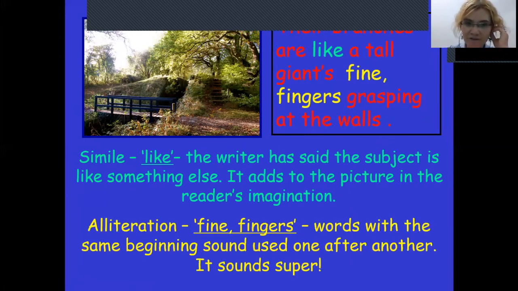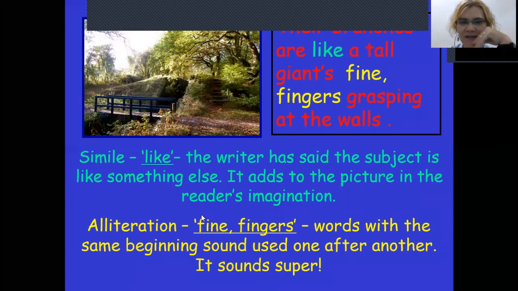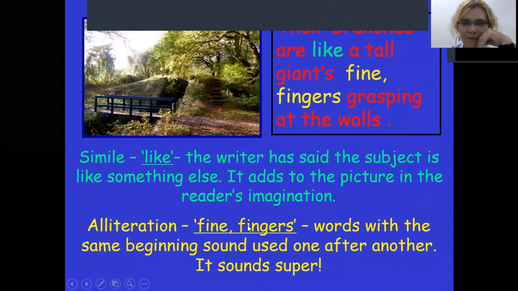And also alliteration. What is that, Miss Sylvie? You all have Google. You can look it up. Alliteration, fine fingers. That's words with the same beginning. So alliterations are words that start with the same consonant. So fine fingers is FF. Assonance is where the sound is the same. The sounds of the words in order are the same sounds. But here in this case with alliteration, it's the same beginning letters, yeah?